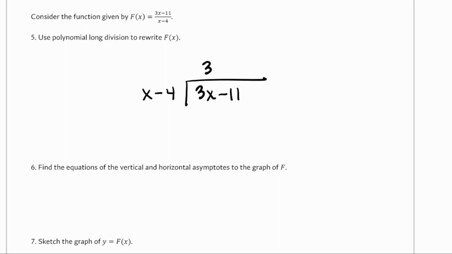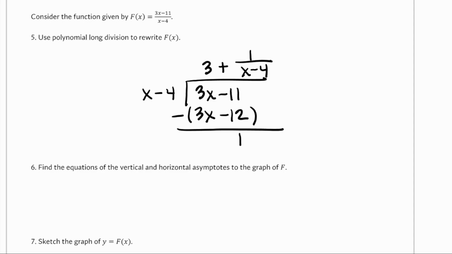Then I distribute the 3 over the x and the negative 4, and I get 3x minus 12. I subtract that. 3x minus 3x is 0. Negative 11 plus 12 is going to be positive 1. So I've got plus 1 over x minus 4. And so my rewriting of f of x will be f of x equals 3 plus 1 over x minus 4.